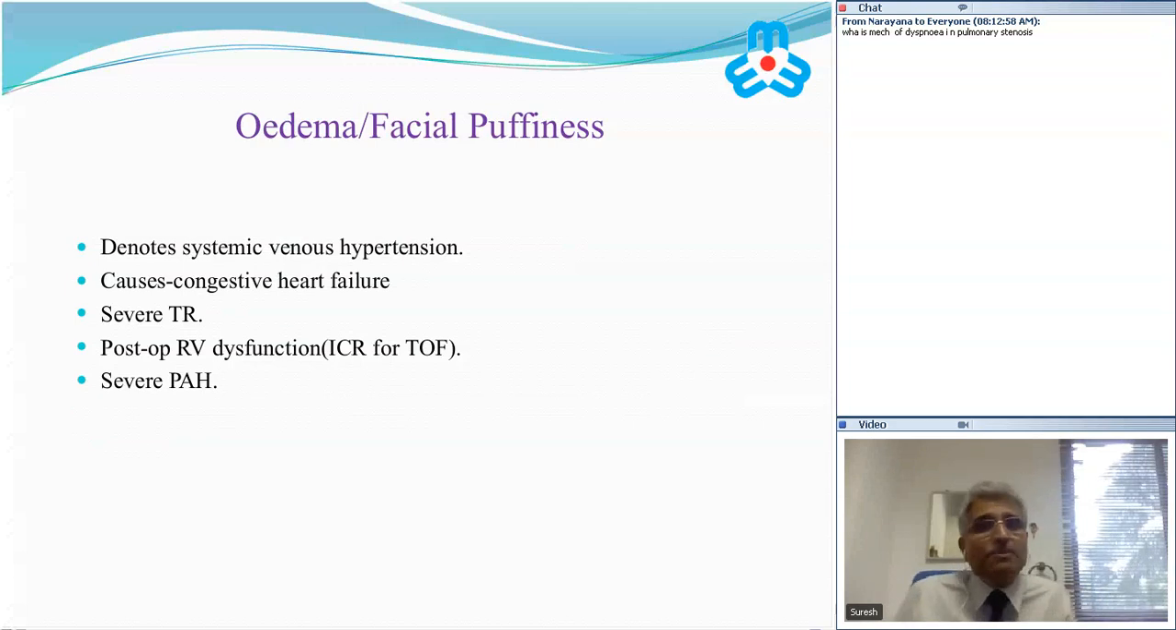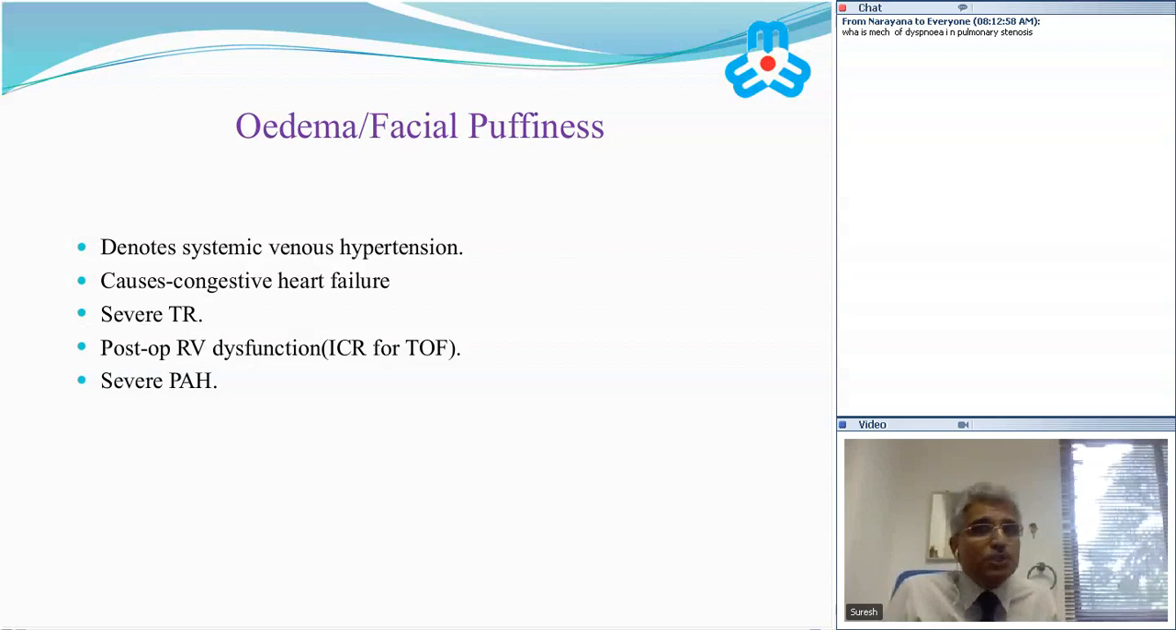You have other symptoms like edema or facial puffiness. They denote systemic venous hypertension. Remember, in an infant, edema is very less likely because the baby is generally lying down, so it is likely to manifest more as facial puffiness, and more readily you may recognize an enlargement of the liver.